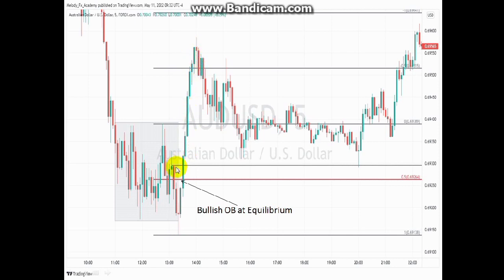So in this scenario, what I want you to picture right now is, forget the fact that you have learned about fair value gaps, forget breaker blocks, forget you have learned about mitigation blocks, forget you have learned about liquidity voids. Let's assume that the only smart money tool you have right now in your arsenal is the order block.